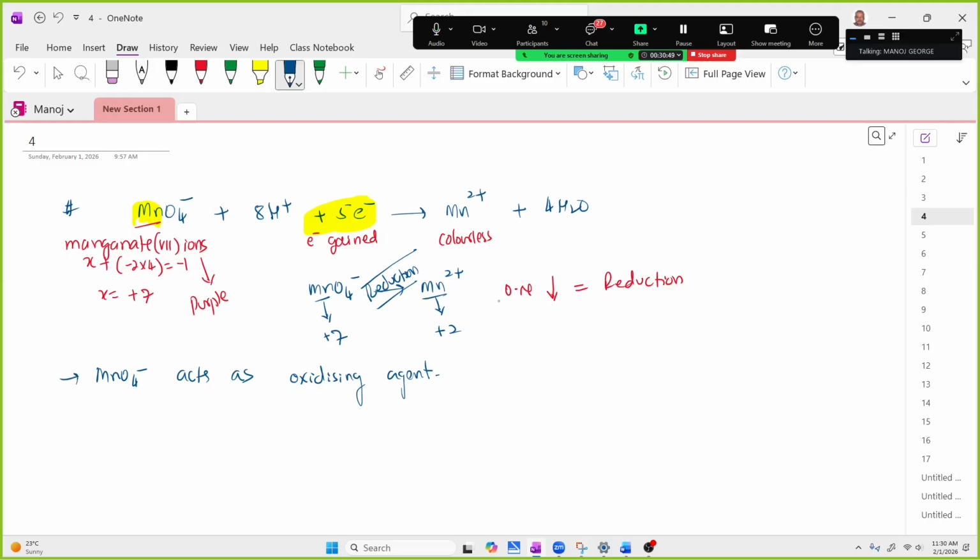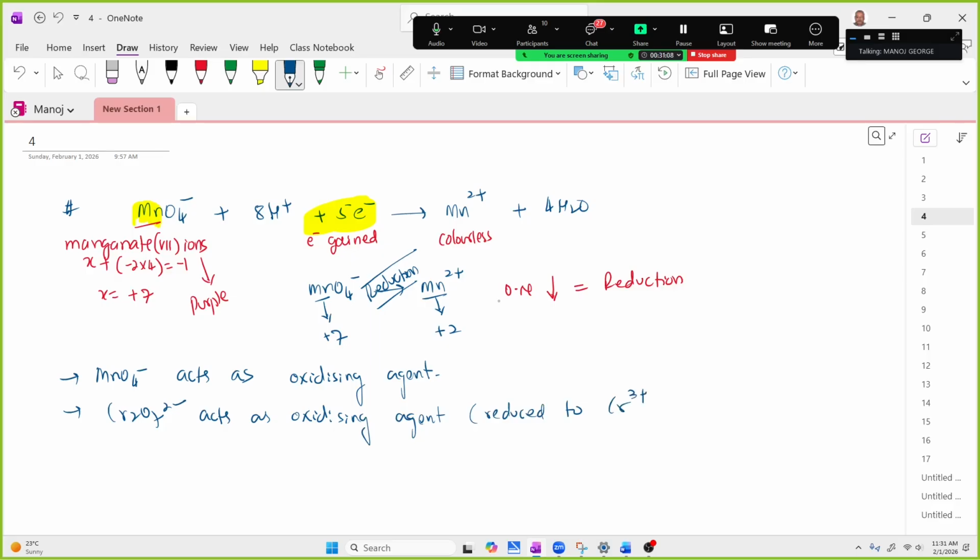Similarly, there's another example, the Cr2O7 2 negative. It also acts as an oxidizing agent. You have to be familiar with these couple of things. And you must remember that it gets reduced to Cr3 plus.